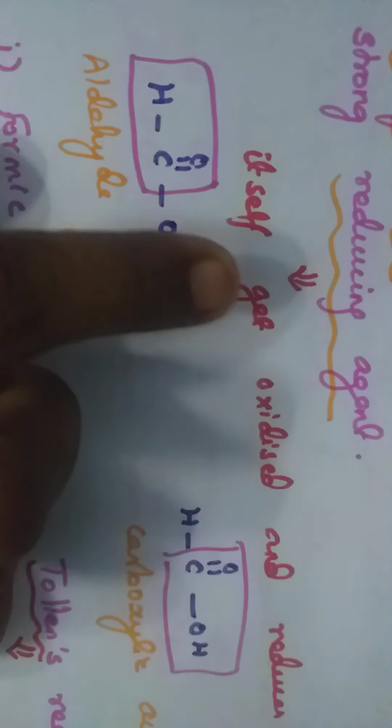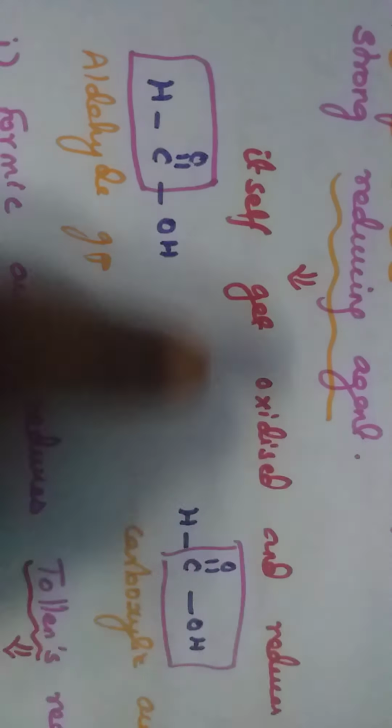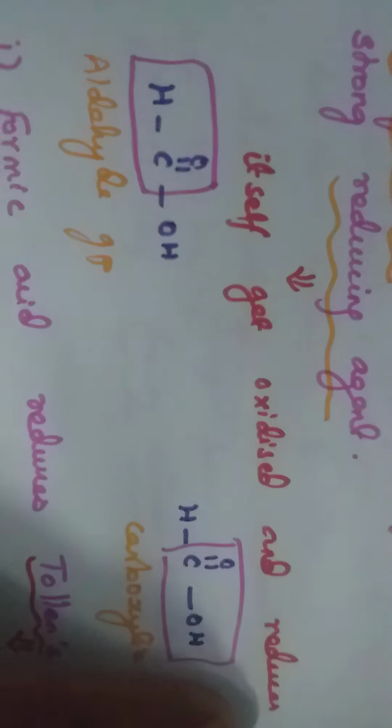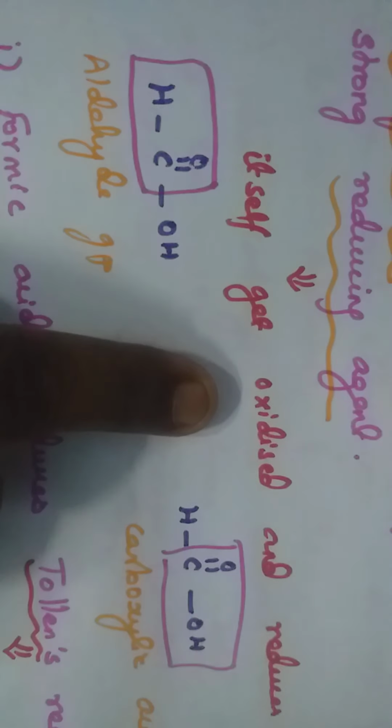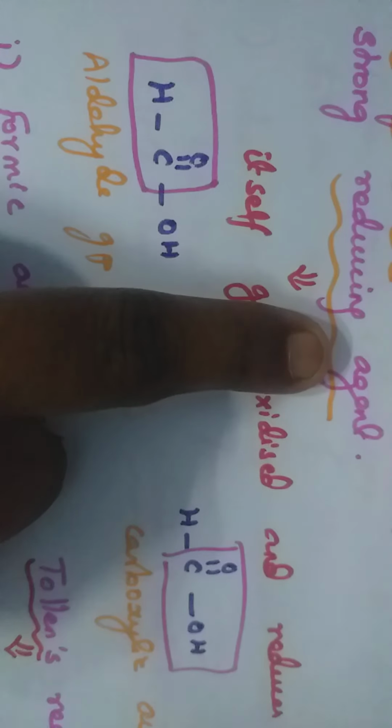Why, if it is easily oxidized, is it called a strong reducing agent? Now we have to recall: what is a reducing agent? Itself gets oxidized and reduces the other. Reducing agent is a name, no? It is its work, to reduce the other. Itself gets oxidized. So reducing agent means it has to reduce the other one, and itself has to be oxidized. So it is easily oxidized. It is a strong reducing agent.